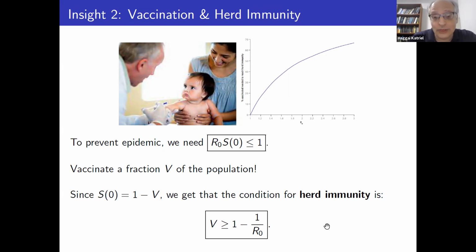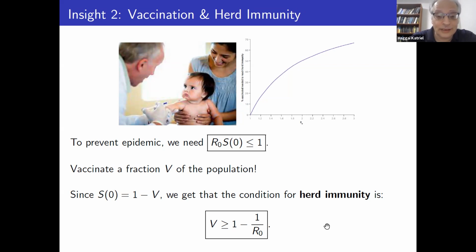This becomes more complicated if you want to be more precise, if you take into account the fact that the population is not homogeneous, then you divide it, let's say, into age groups. That's the most important heterogeneity.